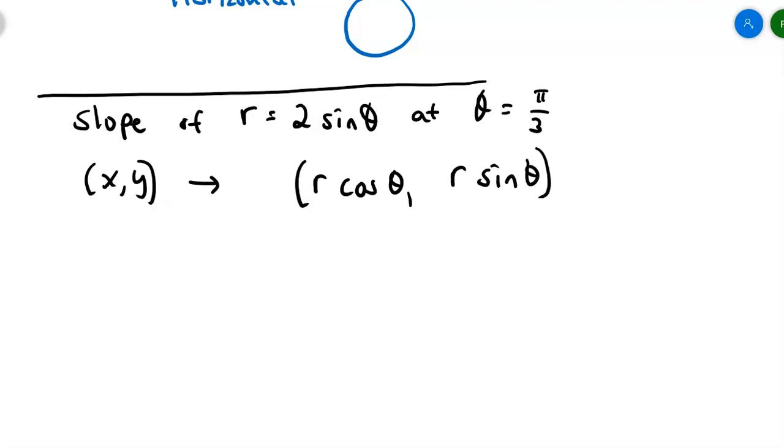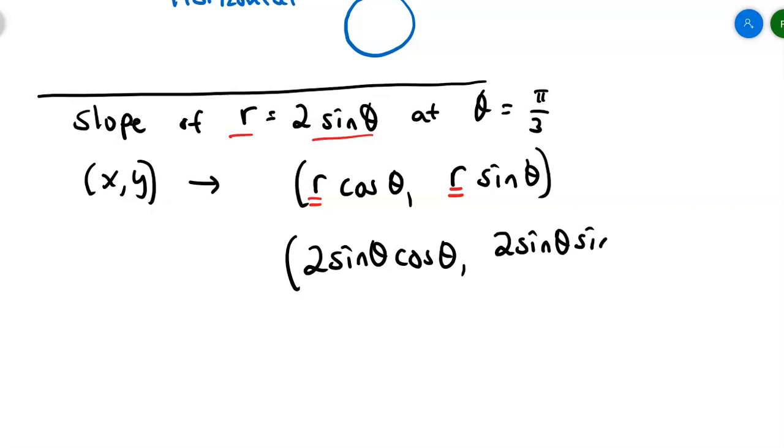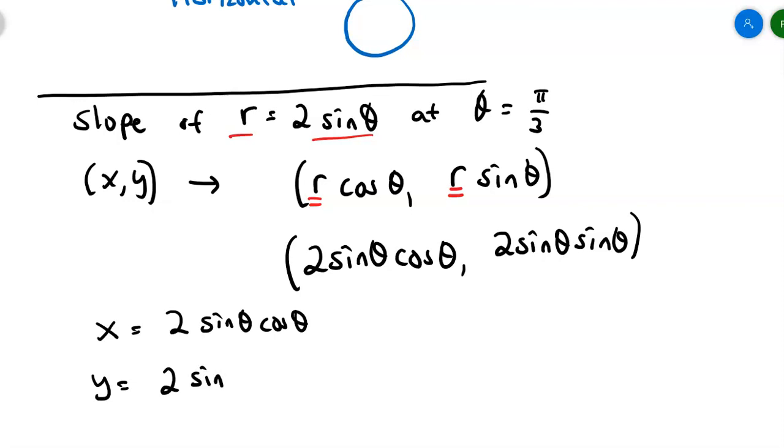All right. So then let's throw in the values. We know that r is equal to 2 sine theta, so let's replace that r with a 2 sine theta and that r with a 2 sine theta. So I get 2 sine theta. The cosine theta is already there. Replace that r with a 2 sine theta, and again, carry that sine theta along for the ride. All right, so basically what I come up with is that x is equal to 2 sine theta cosine theta, and y is equal to 2 sine squared theta.